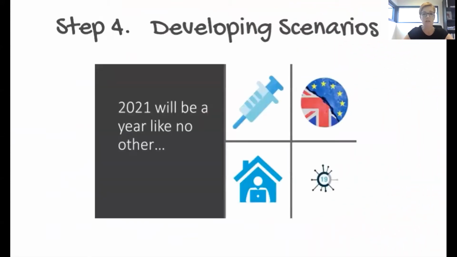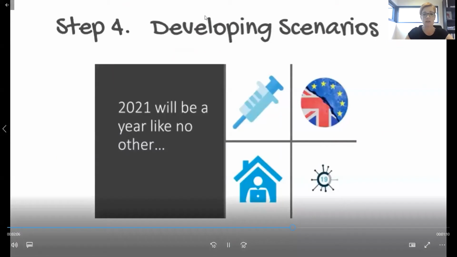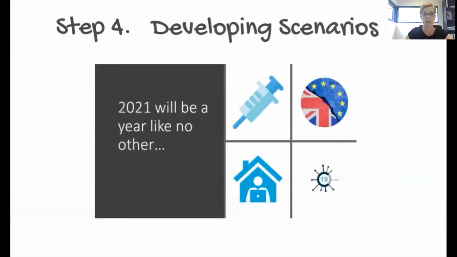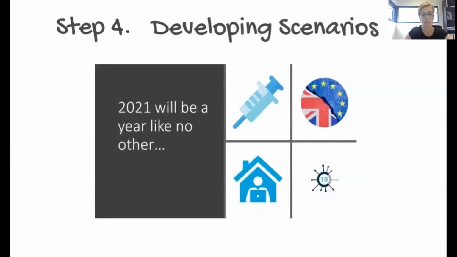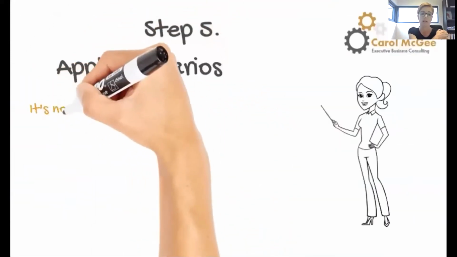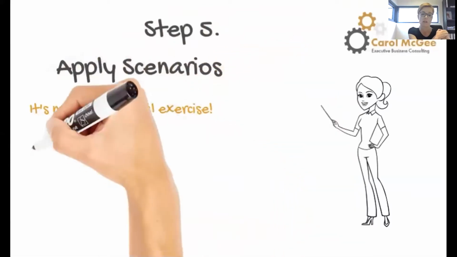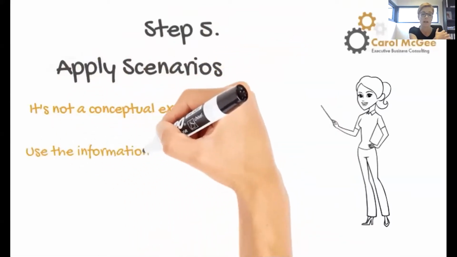The next step is to develop your scenarios. So for this year, we have the potential of a vaccine. There's also Brexit, and then there's the ongoing restrictions that might exist because of COVID, and then there's potentially the ongoing use of working from home.